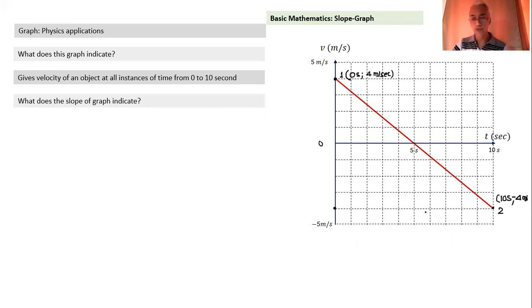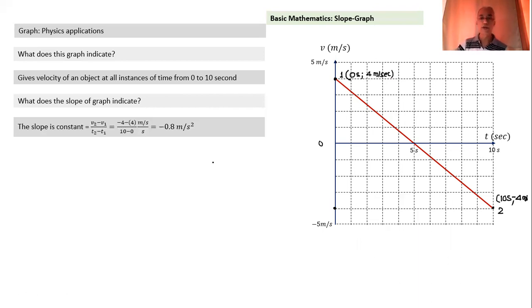So we have 2 points. We have x coordinate quantity on the x-axis, and we have quantity on the y-axis. If we have to calculate slope, in case of y2 minus y1 divided by x2 minus x1, corresponding y-axis and x-axis quantities will come. It will be v2 minus v1 divided by t2 minus t1.